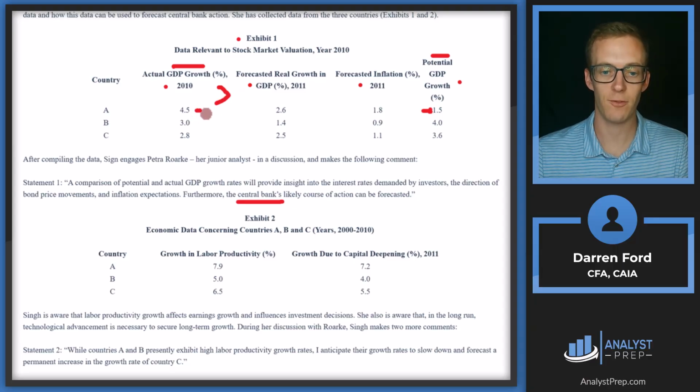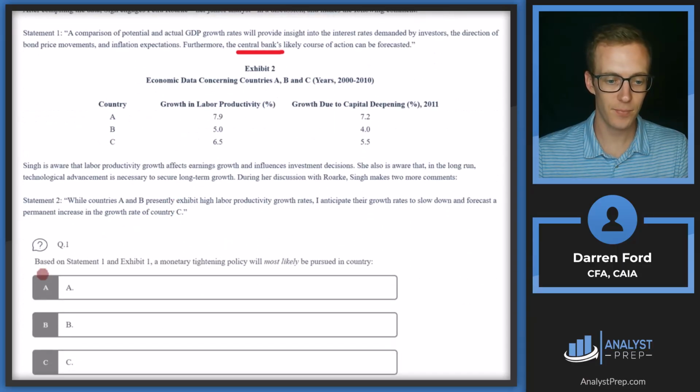So it's more likely that inflation will creep in. And in order to counteract that, the Fed, or central bank if you're outside the US, will be more likely to tighten and raise rates in order to slow the economy and make sure inflation doesn't get out of control. And then for B, we've got actual growth below potential growth, so we should be good there. We won't need to tighten. And then same thing for C. We're at 2.8 relative to 3.6. So it looks like we'll be going with country A. And for those reasons mentioned before, we want to make sure the economy doesn't get growing too fast.